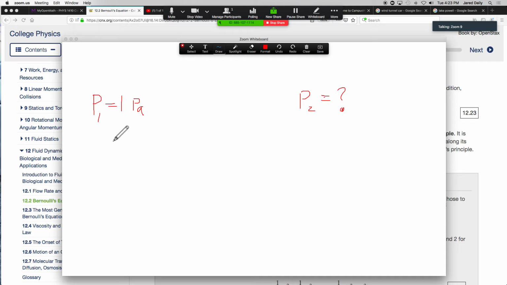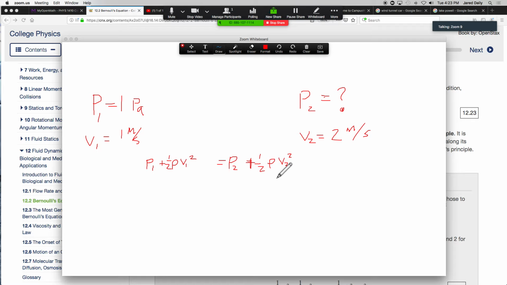We know that velocity 1 of the fluid is going to be 1 meter per second. And we also know the velocity 2. We know that it speeds up to double, 2 meters per second. We want to know what pressure 2 is. Well, the equation says that pressure 1 plus 1/2 rho V1 squared equals pressure 2 plus 1/2 rho V2 squared.